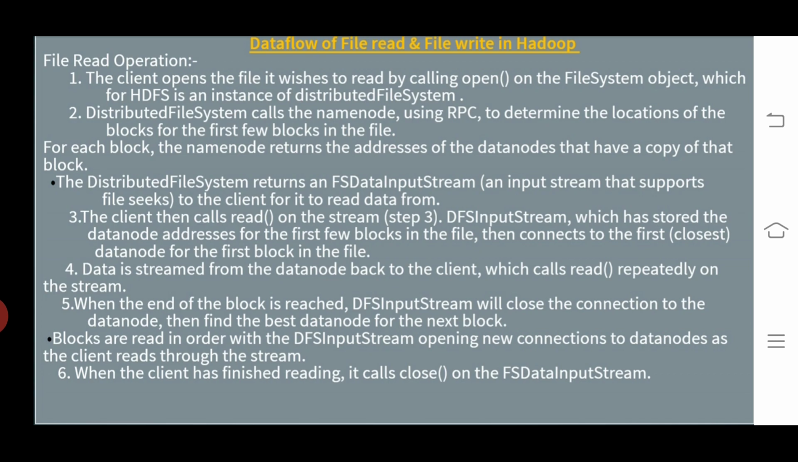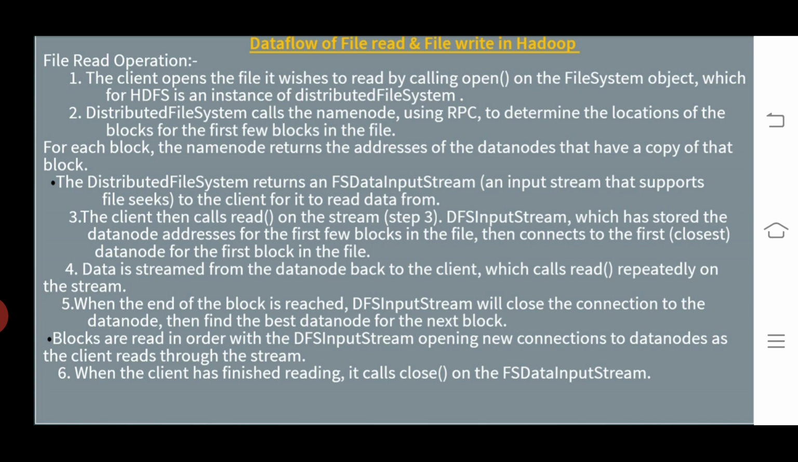Listen carefully, otherwise we can't understand. First of all, in step 3, the client calls the read function on the stream, the distributed file system input stream, which has stored the data node addresses for the first few blocks in the file, and then it connects to the first closest data node for the first block in the file.